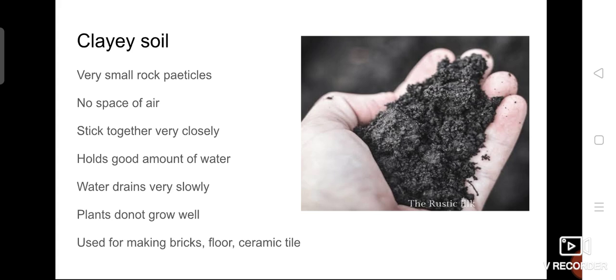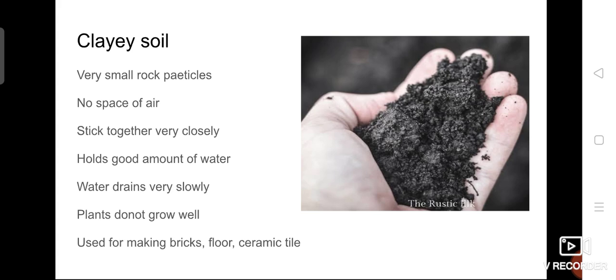Even too much water is not good for plants, isn't it? Only the required amount is needed. This soil can hold a large amount of water, so that is also not good for the plants. So this type of soil is also not advisable for the growth of plants. Okay, so what can we do with that soil? You can make bricks, floors and ceramic tiles. You can do that kind of thing using this soil.